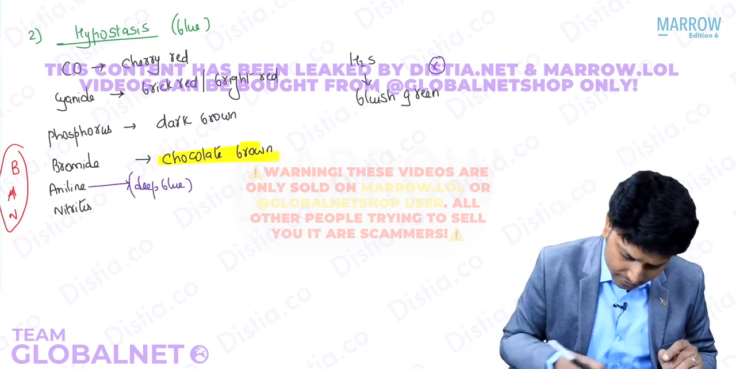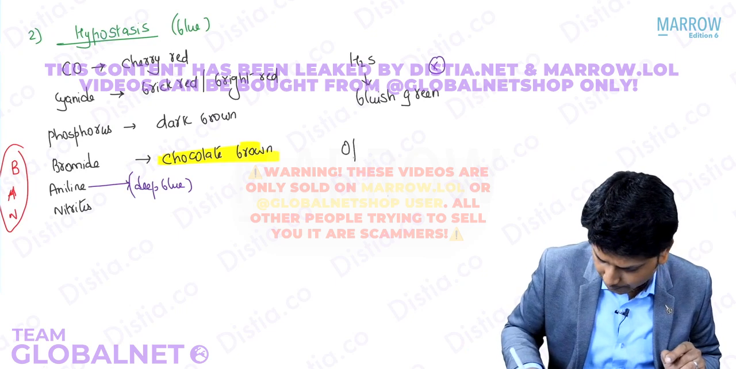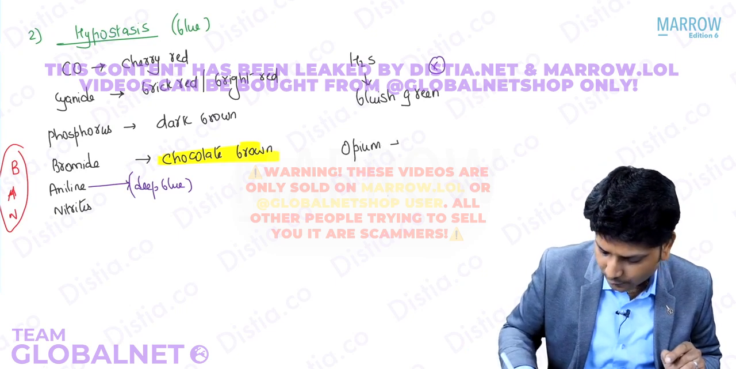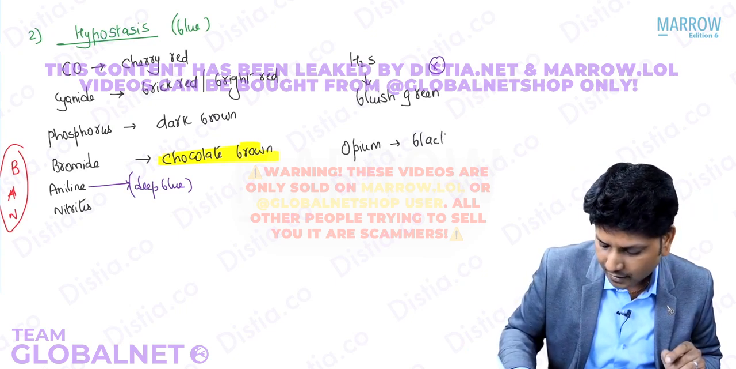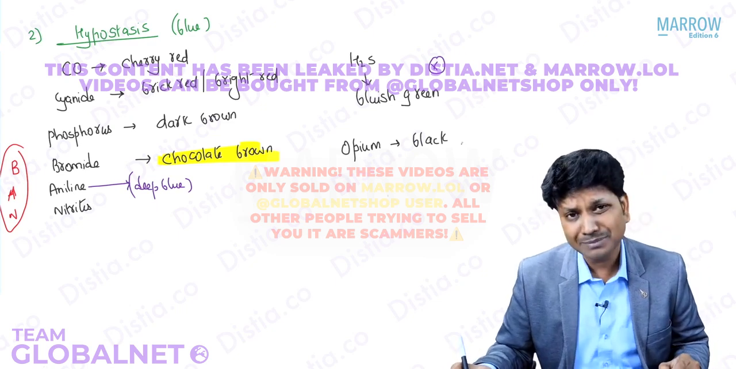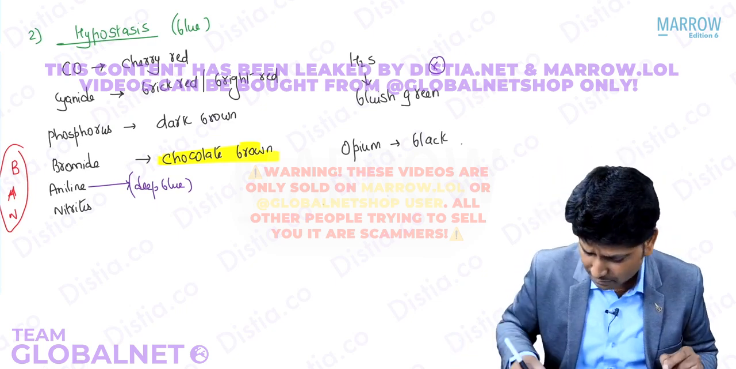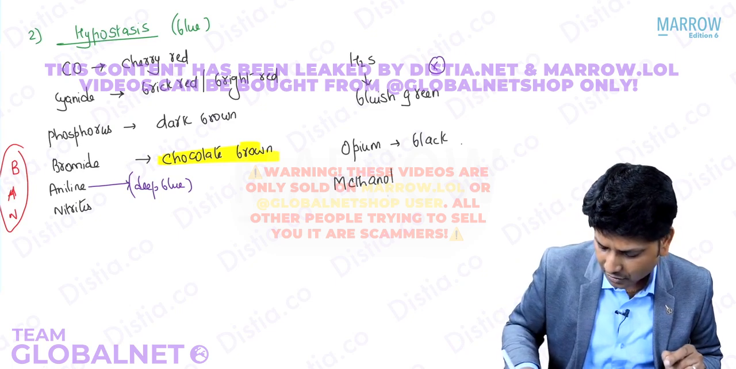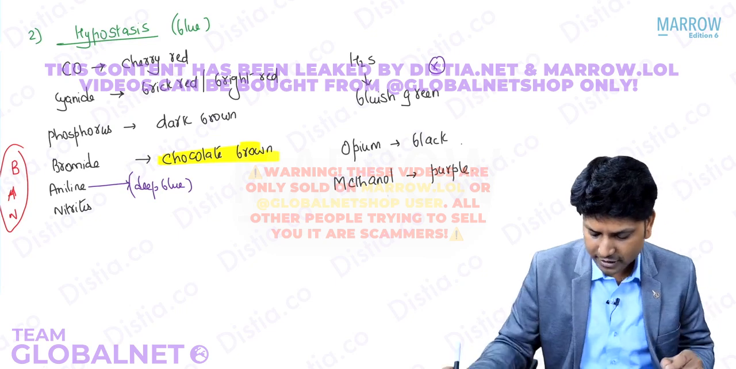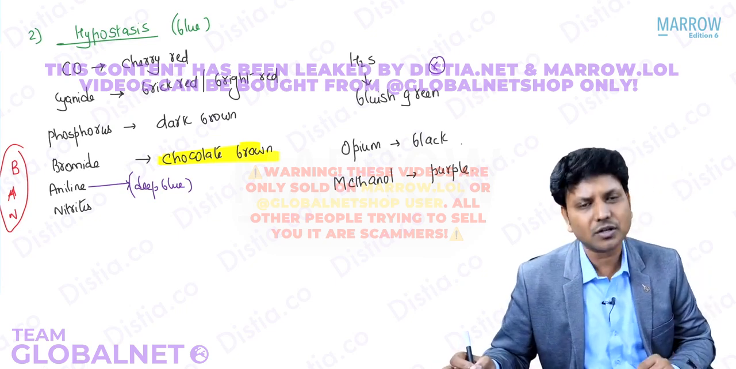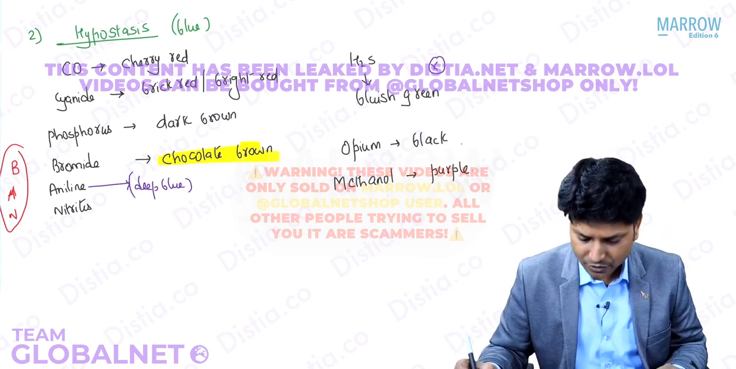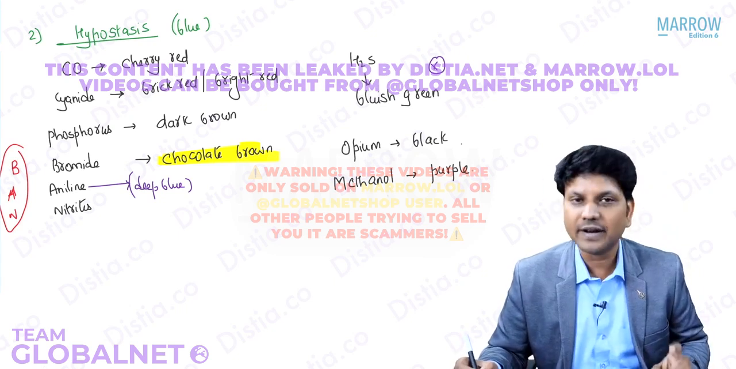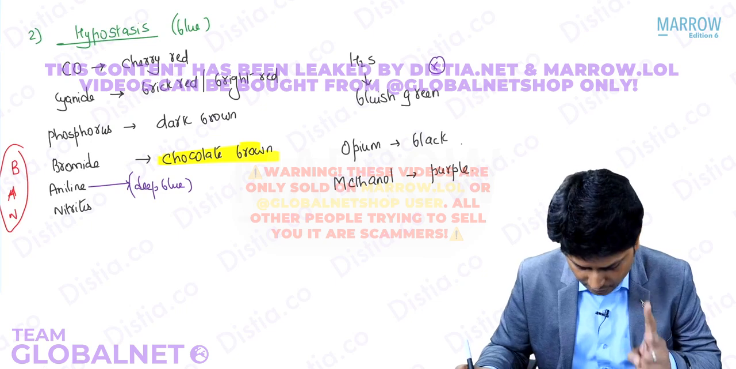Okay. Then you can think of opium. Opium, we get black color hypostasis. Methanol, it is purple. Okay, so these are the common colors that we will have to know with regard to poisoning cases. We have discussed the smell, we have discussed the hypostasis.